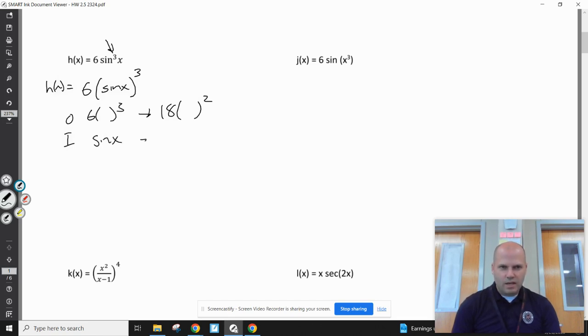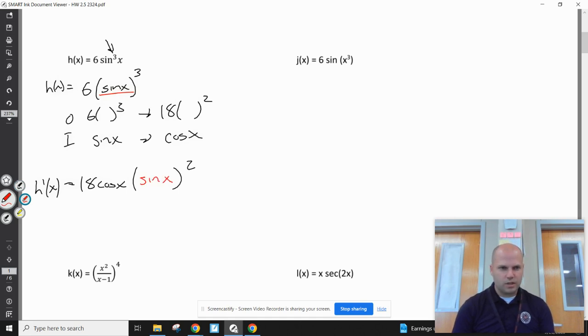And the inside sine x's derivative is cos x. If you'd like to rewrite it so that the cos x and the 18 are kind of together up front, that's fine. What starts in the parentheses stays in the parentheses. Sine x started in the parentheses. Sine x stays in the parentheses. If you're looking at a multiple choice question, you're probably going to see that where they move the square over the sine.